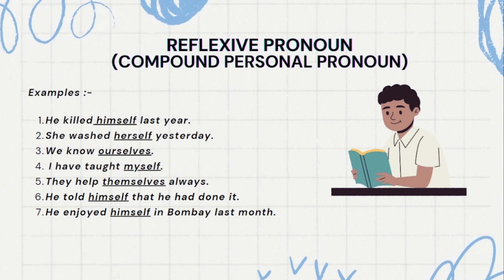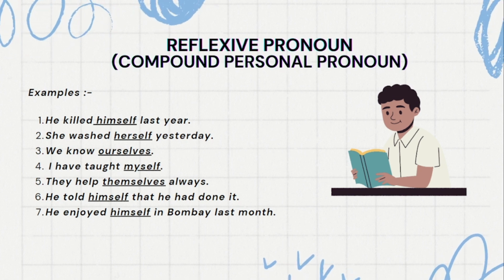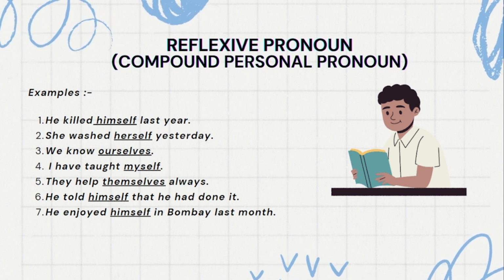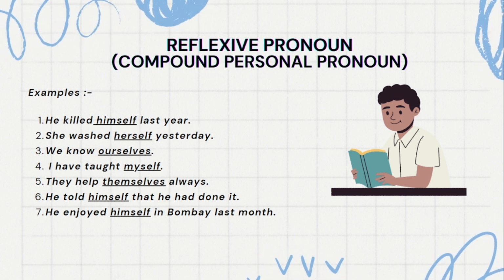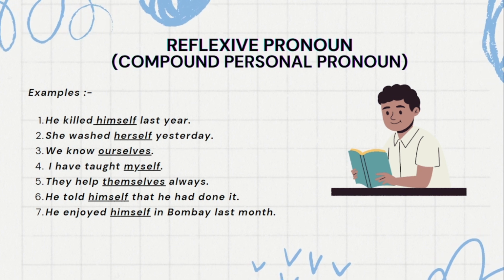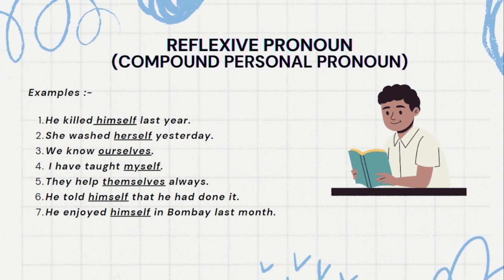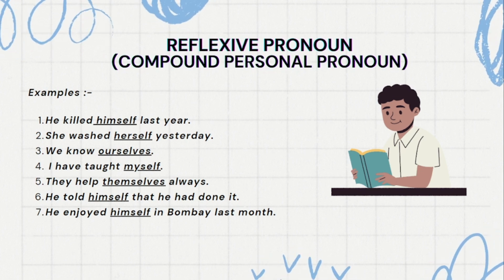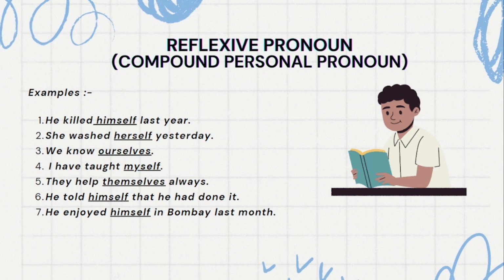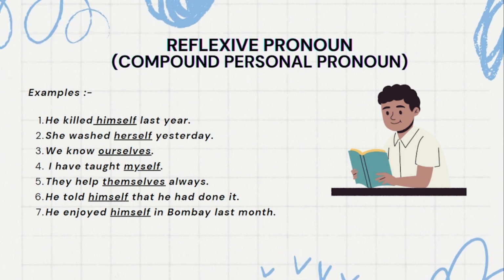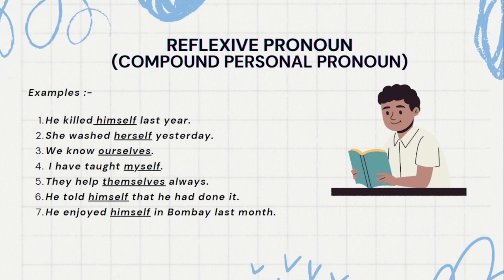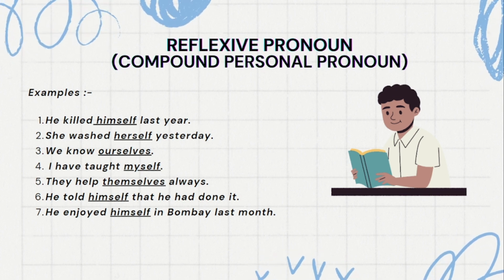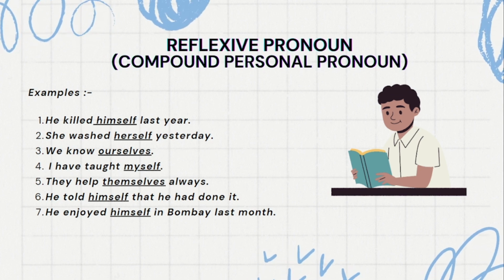Observe it. Here the doer of the action is he. The receiver of the action is himself. Both are the same person. Here subject is he. Object is himself. Here the word himself turns the action killed back upon the subject he, isn't it?